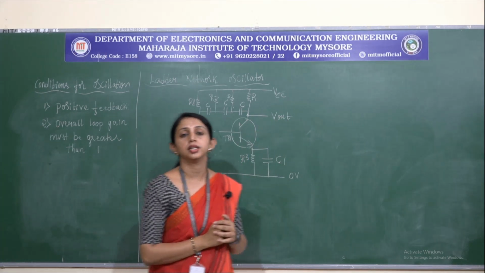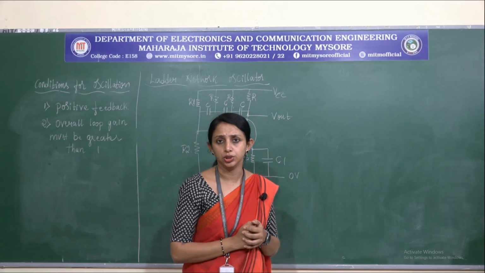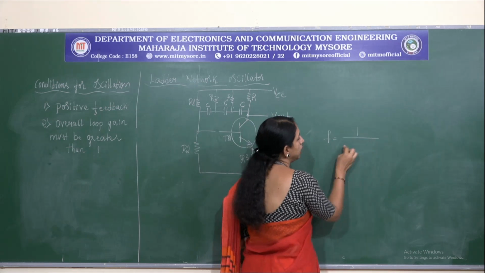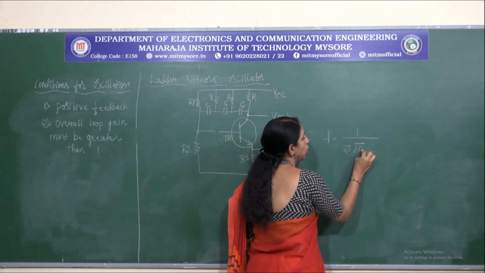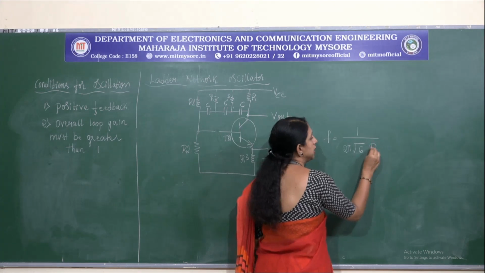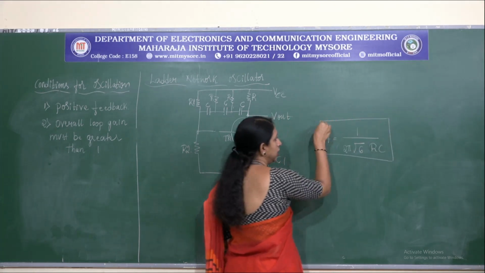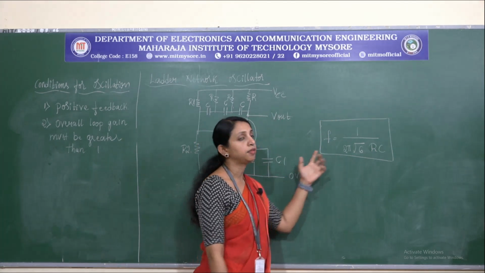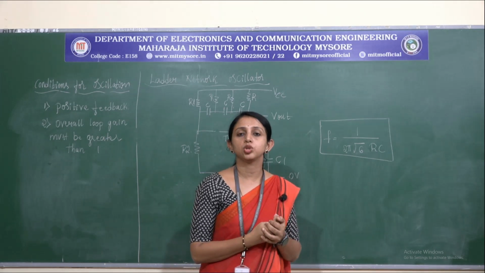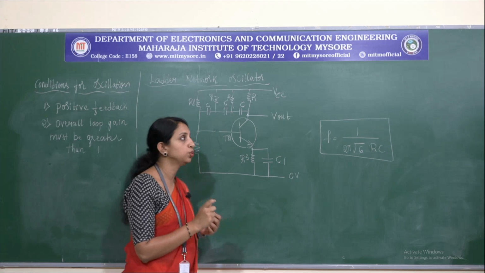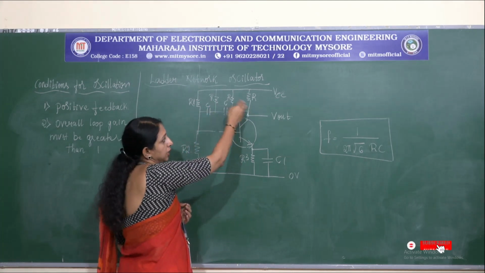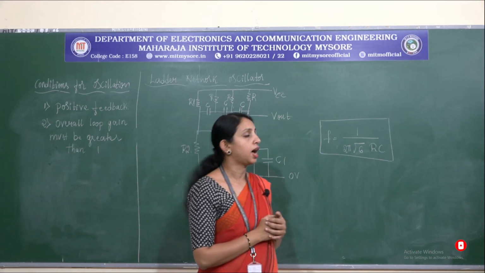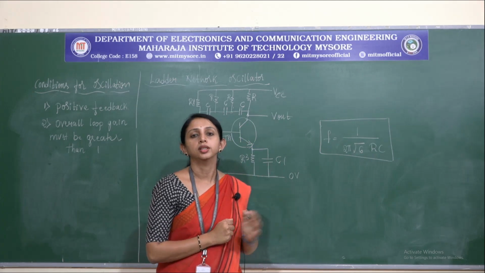This type of oscillator produces a certain frequency of oscillations, and that frequency is given by the equation F is equal to 1 divided by 2 pi root 6 RC. So this is the frequency equation of this particular oscillator. Here we have a root 6 value; for every stage of the RC ladder we have a root 2 value, and that is finally taken as root 6, giving 1 divided by 2 pi root 6 RC. And this is about the ladder network.